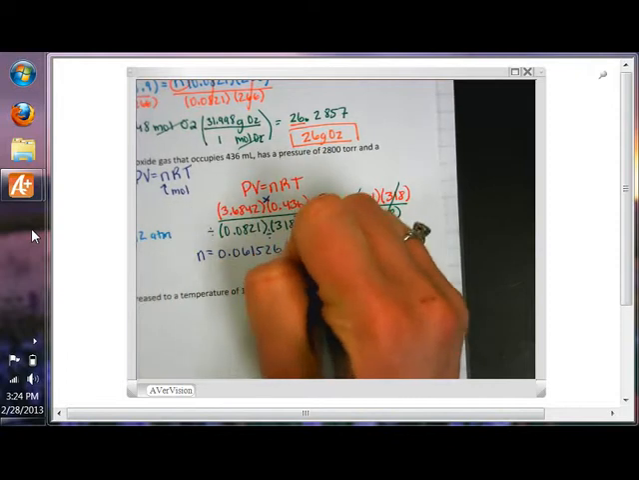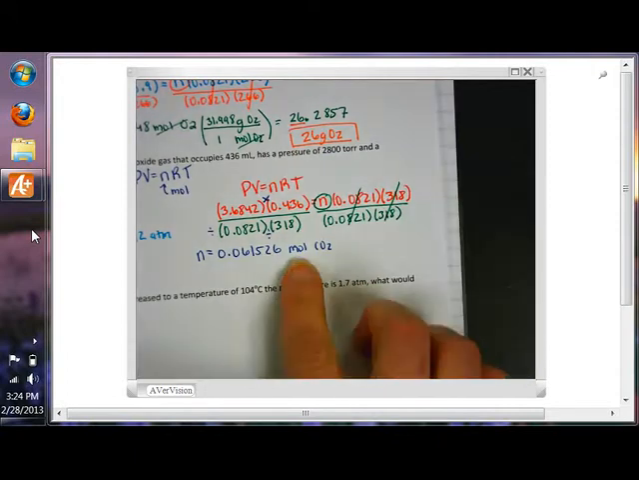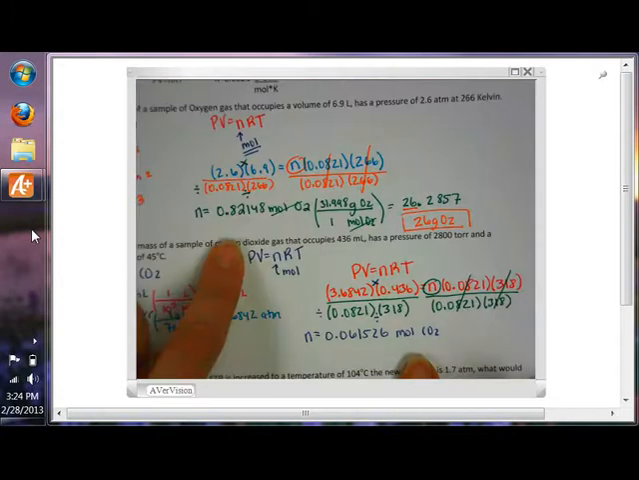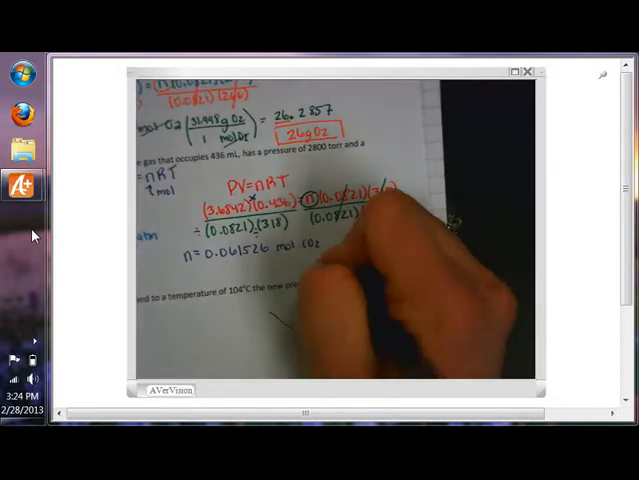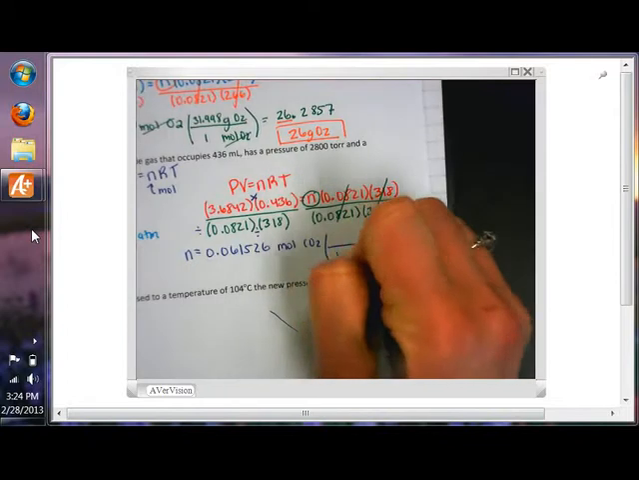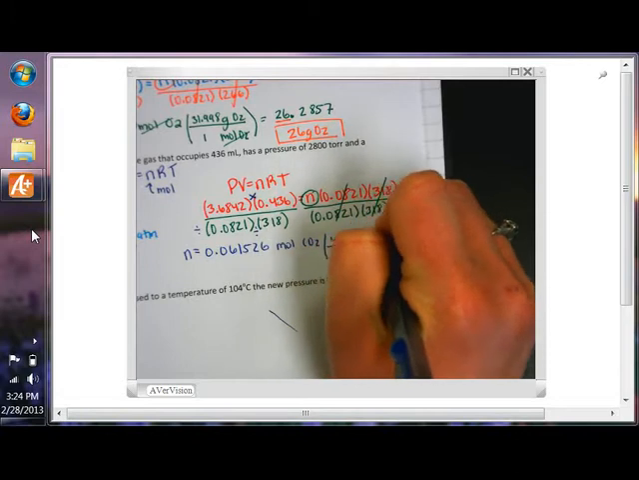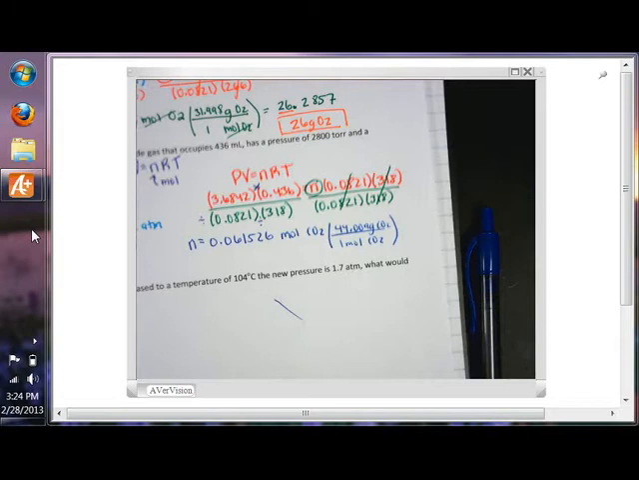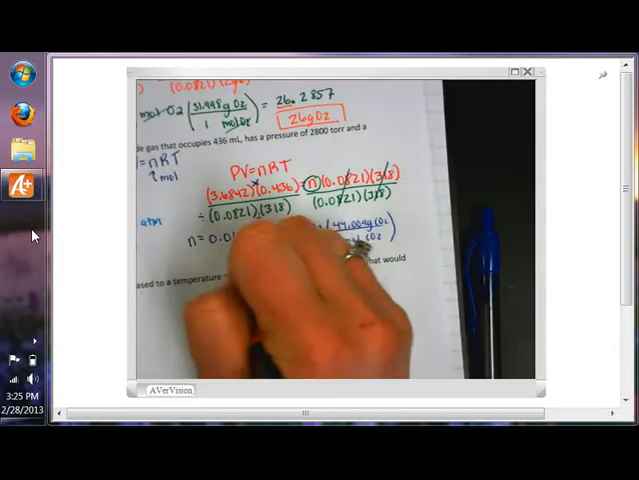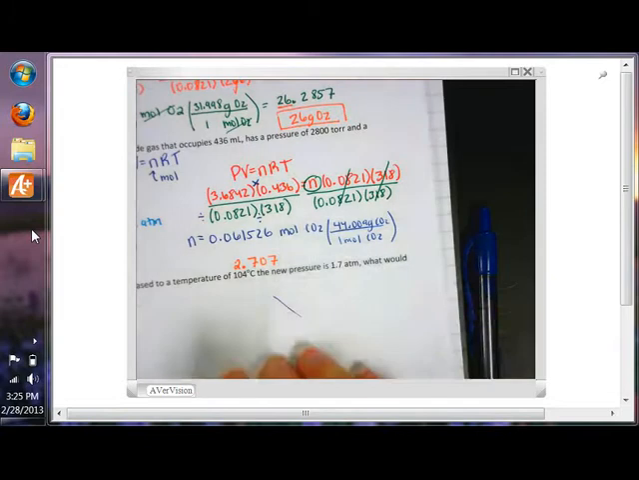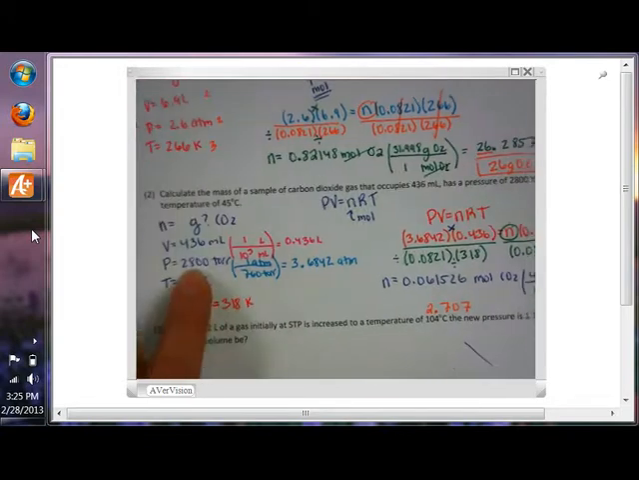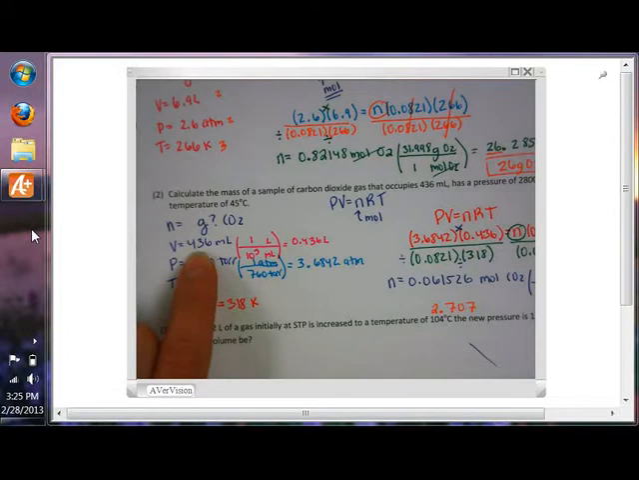And they asked for the mass of carbon dioxide. So I'm going to convert this to grams. For every 1 mole of CO2, there are 44.009 grams of CO2. Type that into my calculator, and it spits out 2.707. Based on the 2800, that's 2 sig figs. That guy's 3 sig figs. The Kelvin is 3 sig figs. So the lower number of sig figs is 2. So I get 2.7 grams of carbon dioxide for my answer.